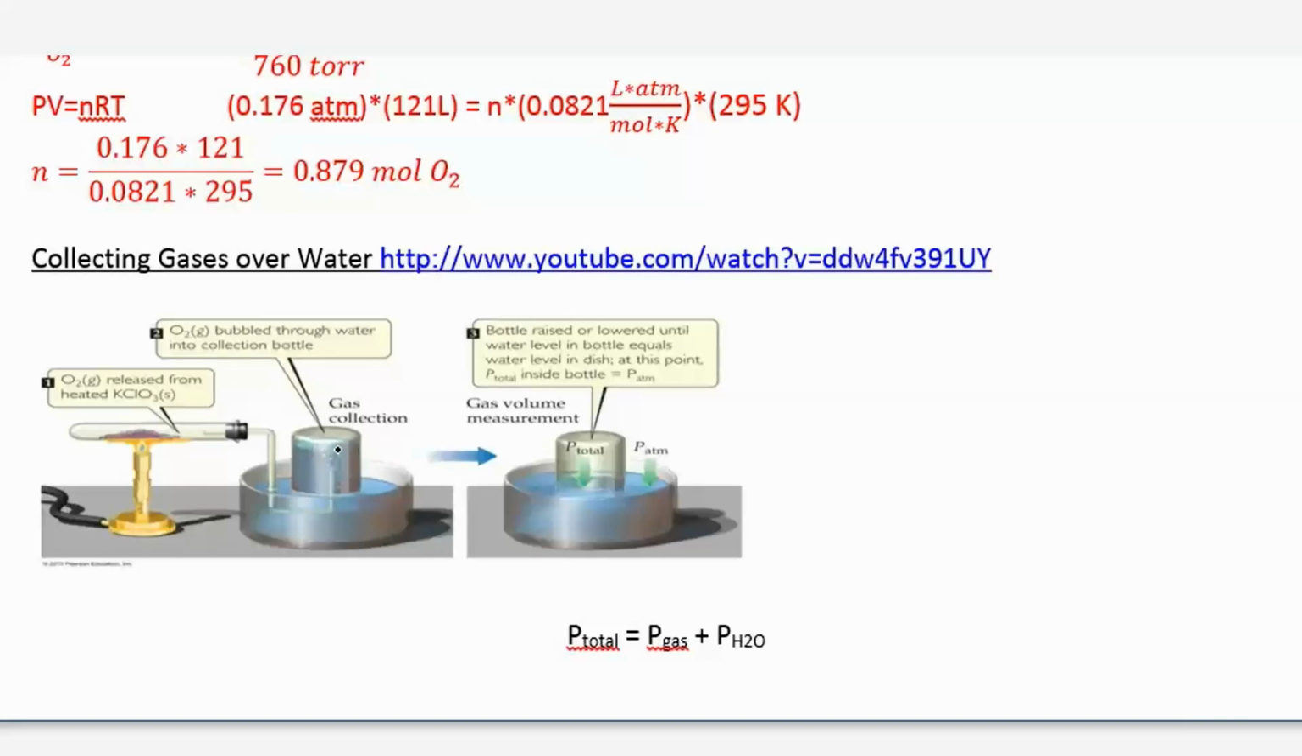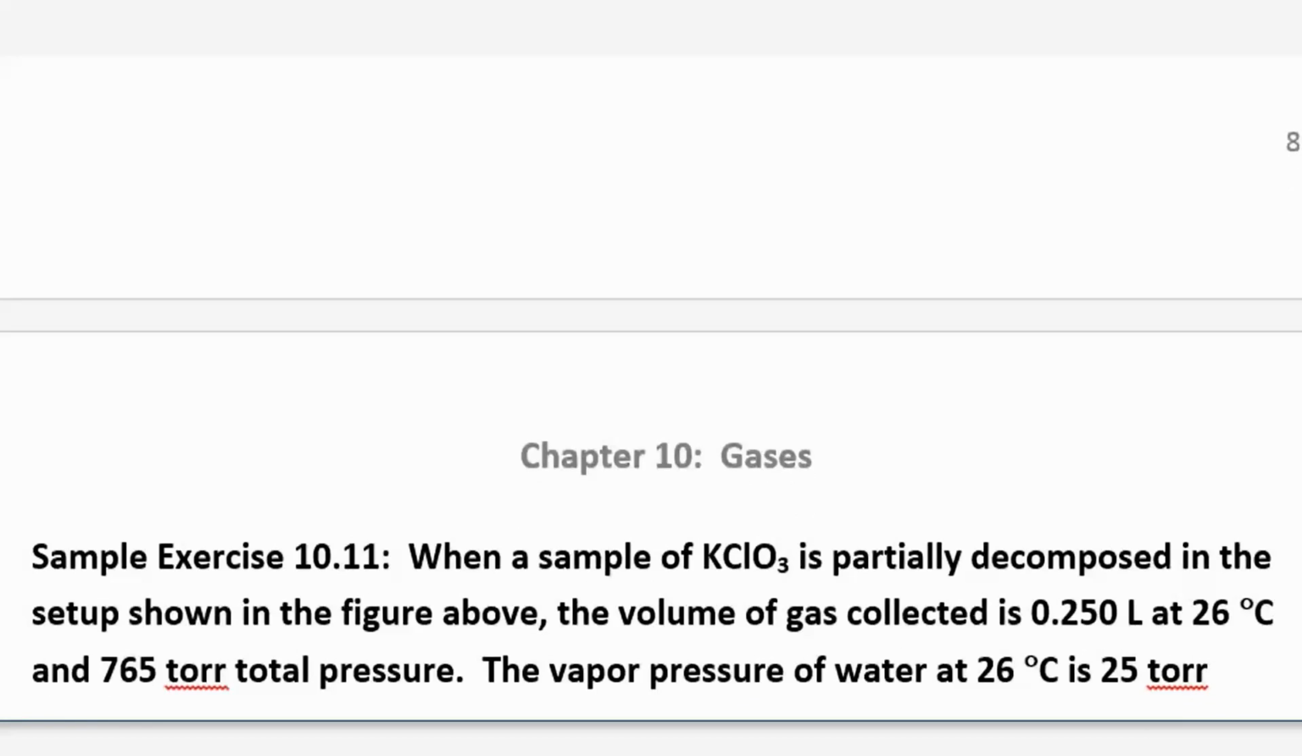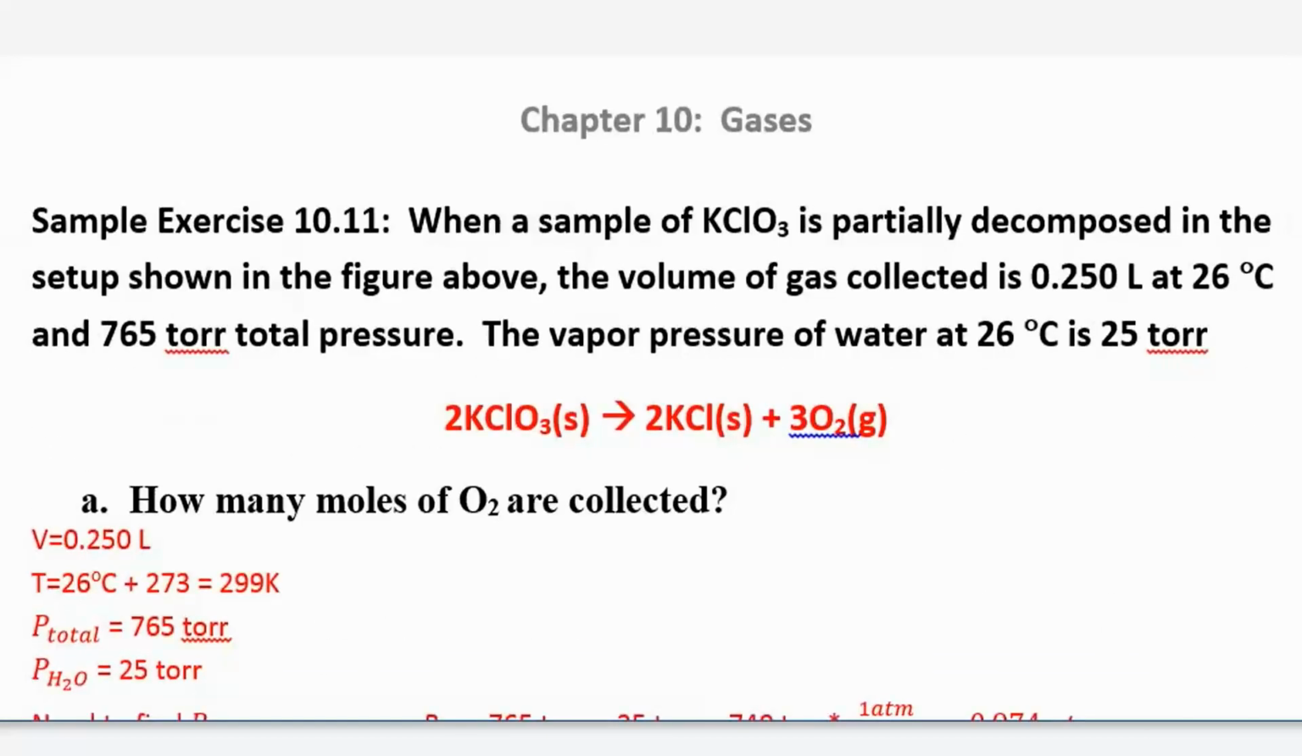But when you start doing that, there's going to be not just the gas that you're collecting, but because you're collecting it over water, there'll be some water vapor, some water gas in there as well. And so when you're measuring, the total pressure is going to be the sum of those gases. It's going to be the pressure of whatever gas you're collecting plus the vapor pressure of water. And it turns out the vapor pressure of water is going to change at different temperatures, but it's a known value at any given temperature. You can just look that up in a table. So usually you'll measure the total pressure, and then you'll know the vapor pressure of the water, and so then you have to solve for the pressure of the gas. So you just subtract from the total pressure the pressure of water, and that will give you the pressure of the gas.